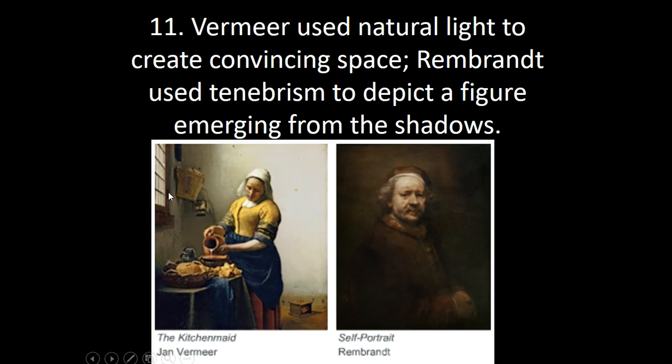Vermeer used also natural light coming through this window to create a convincing space. And Rembrandt used a technique that was called tenebrism. Tenebrism is creating a spotlight effect by having that intense use of shadow juxtaposed against that bright highlight, that spotlight. And he depicted figures that were emerging from shadows, whereas she is just basked in natural lighting. The entire space is.